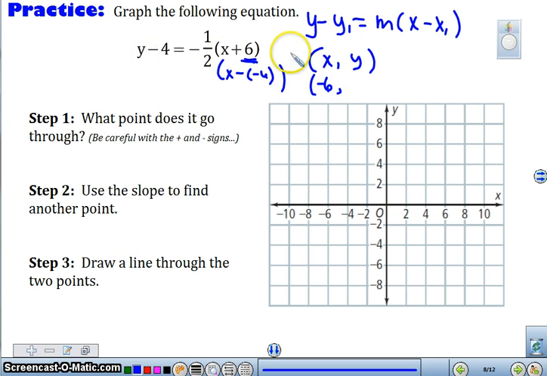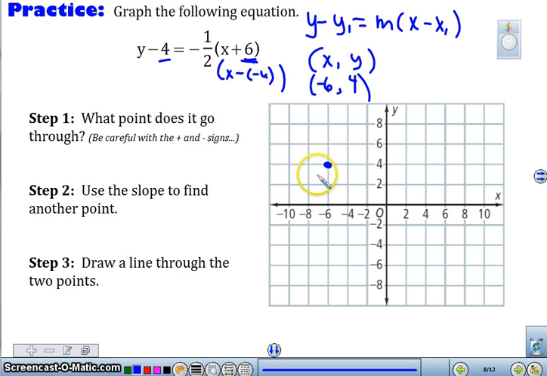What is our y going to be? Oh, it's already a minus, so it is simply going to be 4. Our starting point is at negative 6, 4. Take a look at this graph, look at the scale. It goes up by 2s, not by 1s, so you need to be careful.